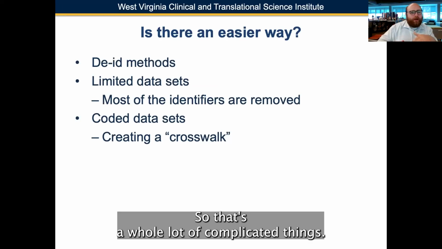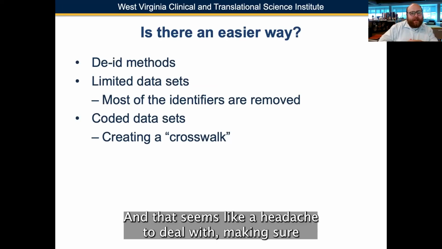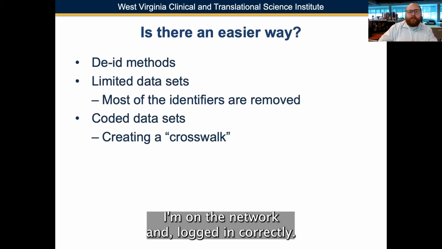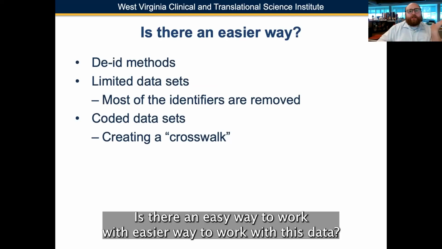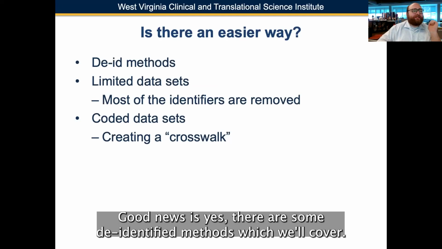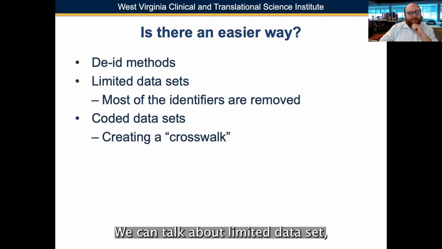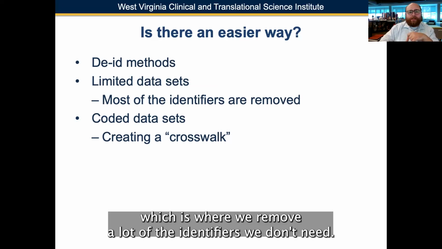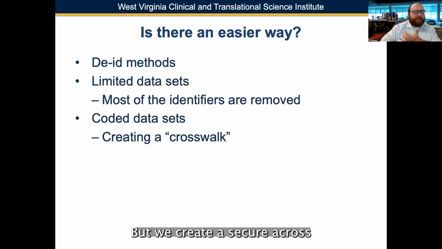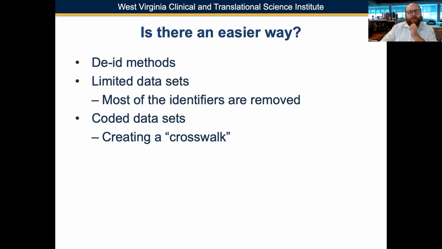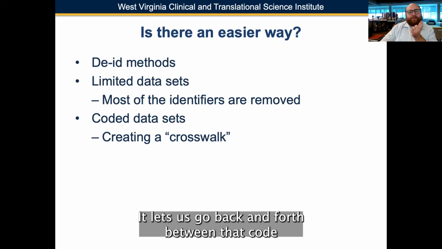So that's a whole lot of complicated things, and that seems like a headache to deal with. Making sure I'm on the network and logged in correctly just to access some data, to then have to encrypt it and send it somewhere else. Is there an easier way to work with this data? Good news is yes. There are some de-identification methods, which we'll cover. We can talk about limited data sets, which is where we remove a lot of the identifiers we don't need. And we can create a coded data set where we create a secure crosswalk. That crosswalk is exactly what it sounds like. It lets us go back and forth between that code and the actual identifier.